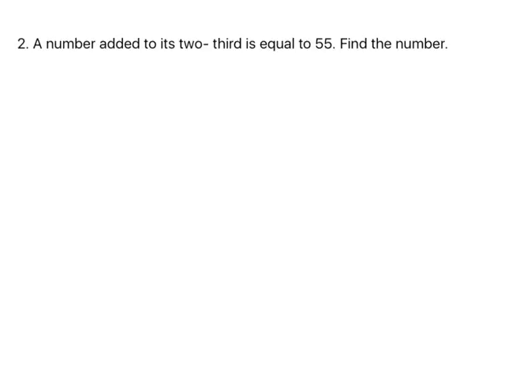So the next question is, a number added to its 2/3 is equal to 55, and we have to find that number. We don't know the number, so let the number be x. Now what have they given: a number means x, added means plus, to its 2/3. 2/3 means 2 by 3. 2 by 3rd of x, that will give us 55. So that's how we made an equation. Now we will solve it.